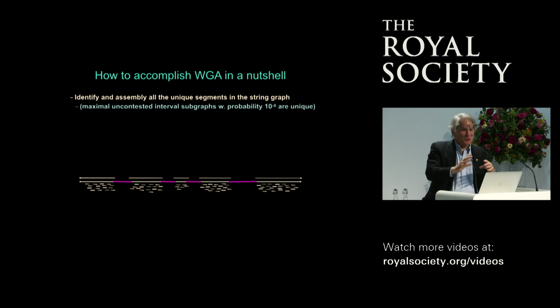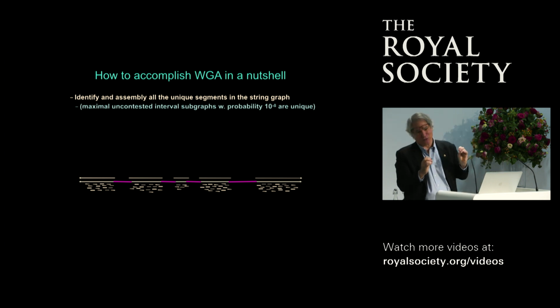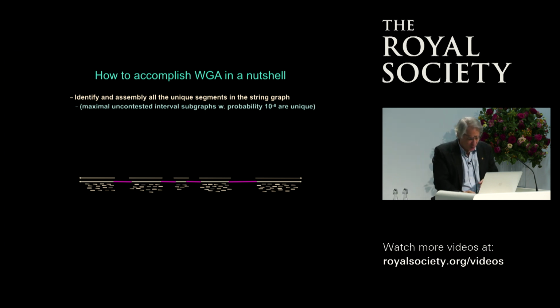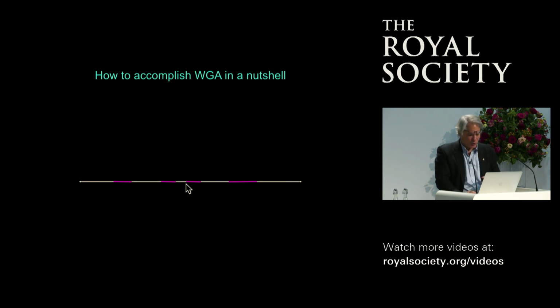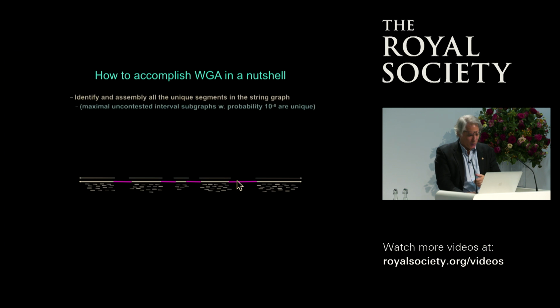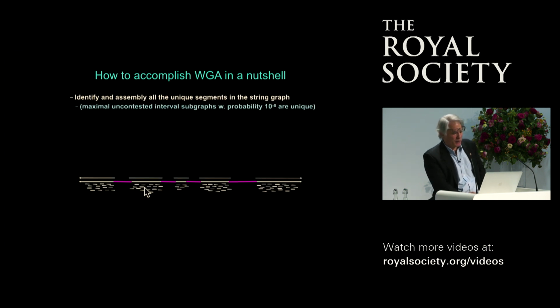But the trick, if you want the geek terminology, was to find maximal uncontested interval subgraphs that had the right coverage. We found a technique to figure out when we had assembled the yellow parts. So here's a genome with repeats in it, purple repeats. What we did is we found all the contigs for the unique bits, the yellow bits, in this picture of white, excuse me, I didn't have time to get all the graphics right.